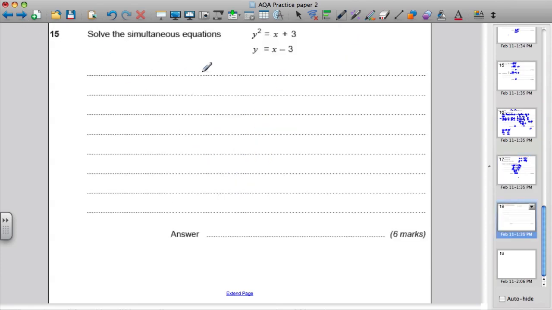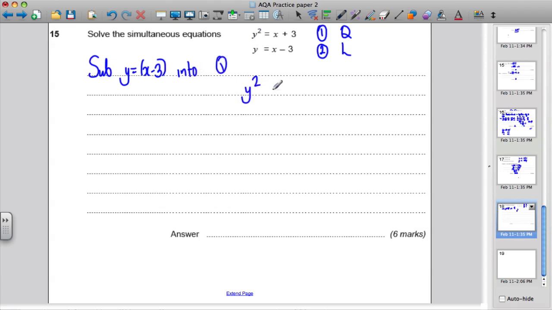Okay, last question, question 15. Solve the simultaneous equations, label them 1 and 2. This one's a quadratic because it's got a squared in it. This one's a linear. Always when doing these, substitution's your best method. So substitute y equals x minus 3 into equation 1. Where you see y in equation 1, remember you had y squared is x plus 3. You're going to substitute in x minus 3 for y. So you're going to put x minus 3 in place of y, and you're going to solve like this.